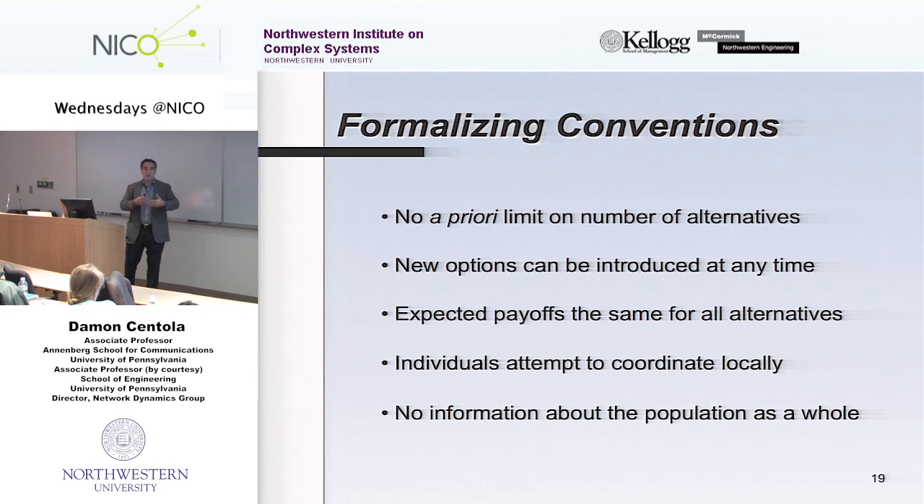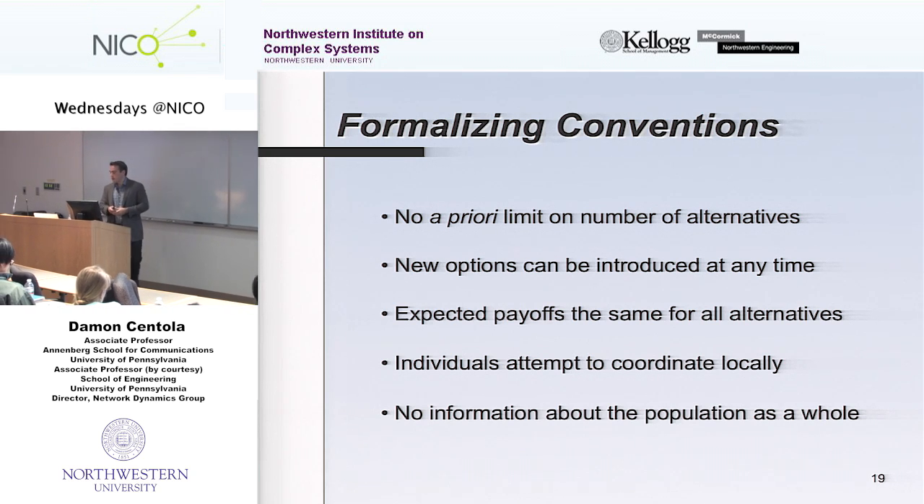So even as the population is evolving, it's not that the number of possible behaviors needs to stay constant or go down. New behaviors can be introduced. So the number of possible behaviors circulating can actually increase over the course of the evolution.